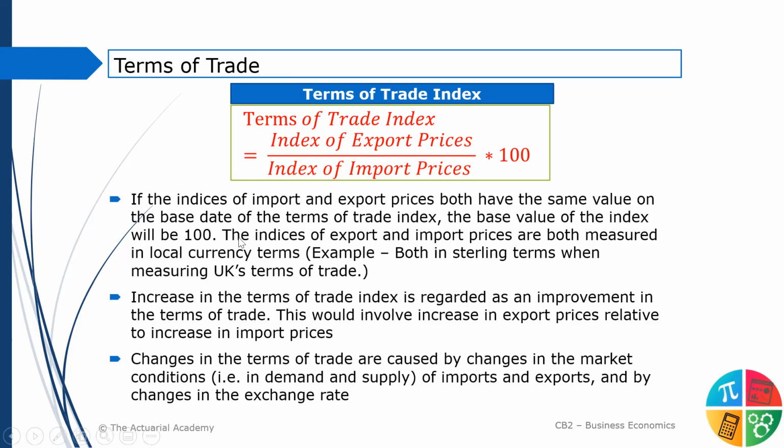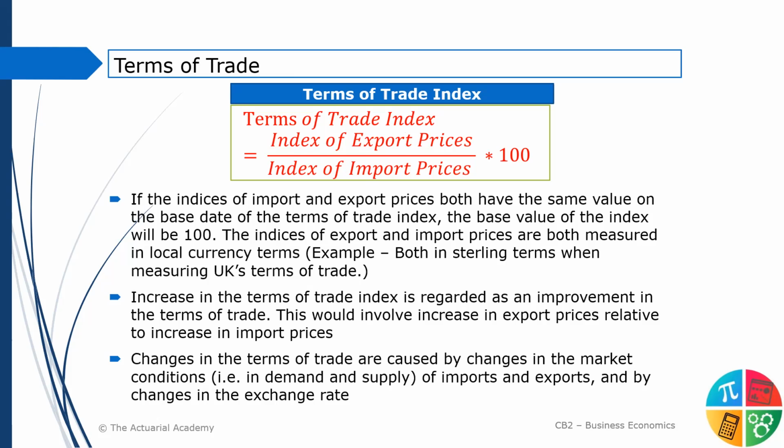It's mentioned in this first line: the indices of export and import prices are both measured in local currency terms. For India, it would be measured in rupee terms only. If we are exporting, let's say, 1 dozen mangoes at 77.50, and importing 7 liters of crude, let's say at 120, whatever.